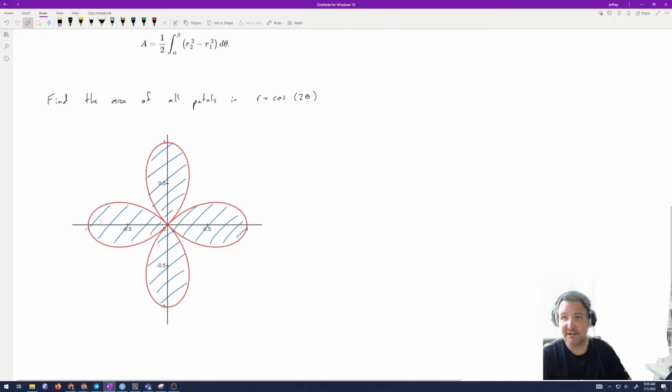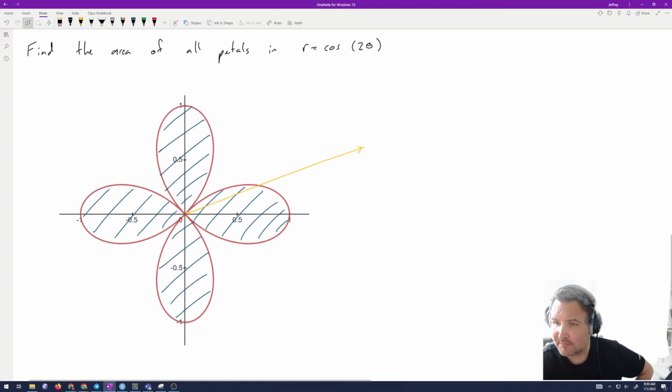Well, in this case, if we were to take a typical theta, and this is what I always do just to make sure I have the integral set up right, is just take some theta. That's a ray, right? Theta equals some theta. And then look at the outside r and the inside r. So here, in this case, we have an outside r, which we will call r2. So that distance there is r2.